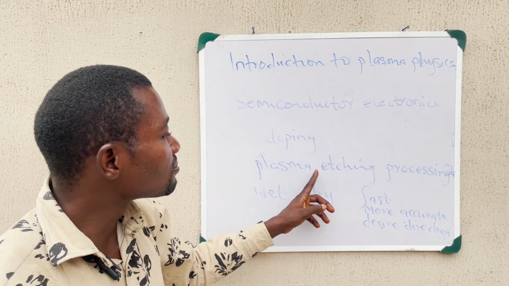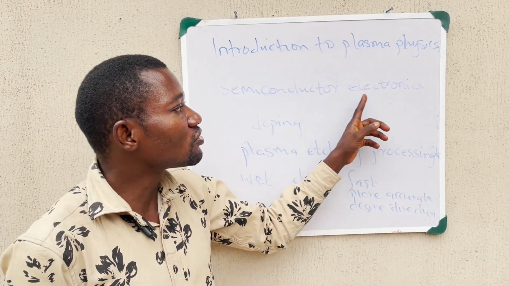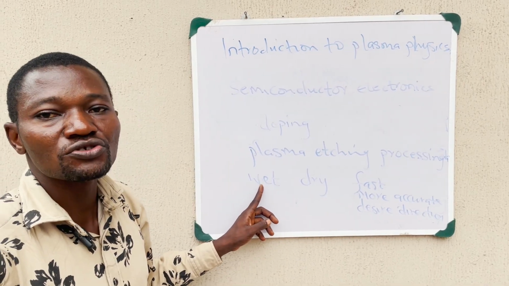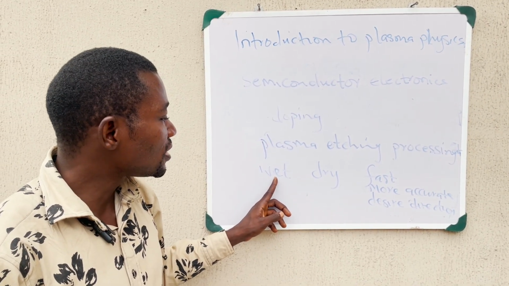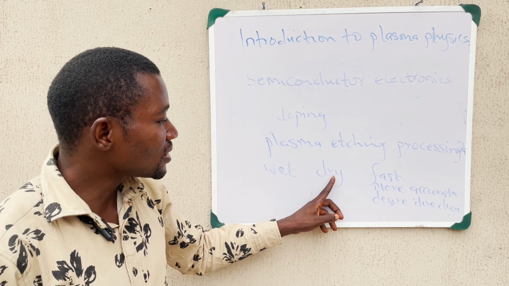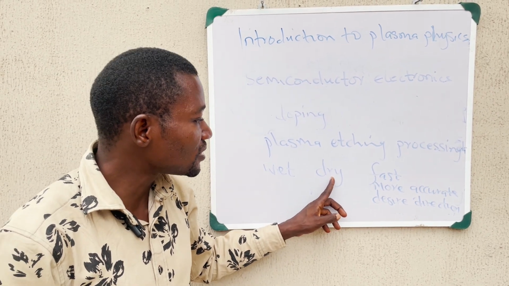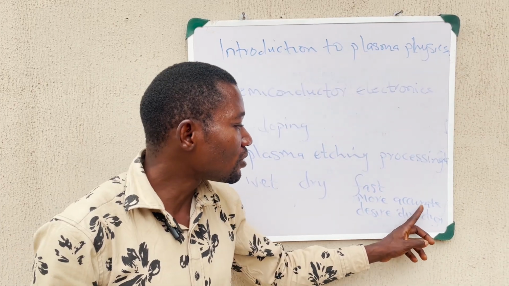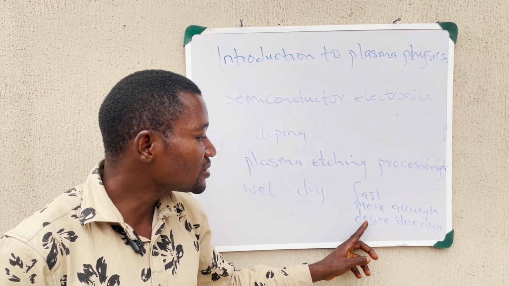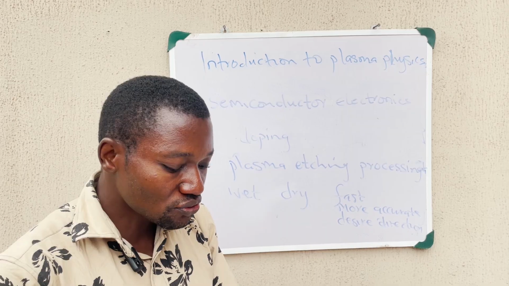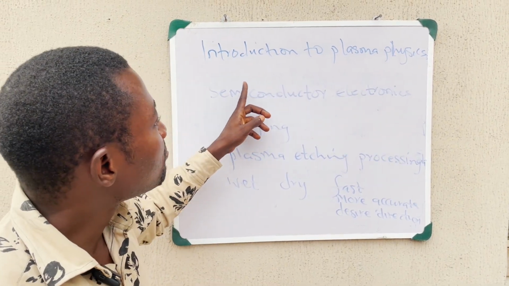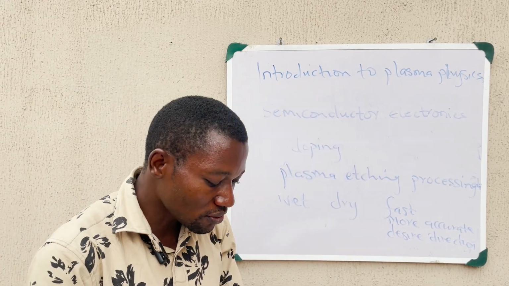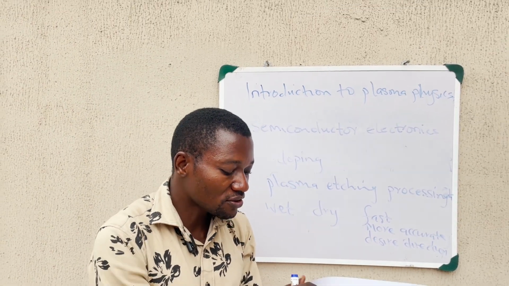So we use a plasma etching process in semiconductor electronics, and it is far, far better than the wet process that we used before now, through the use of chemicals. In the case of plasma, we talk about the drying process, and like I said, the process is very fast, more accurate, and you get the desired direction that you want. So one of the applications of plasma in industry is in the semiconductor industry. Let's look at the other one.